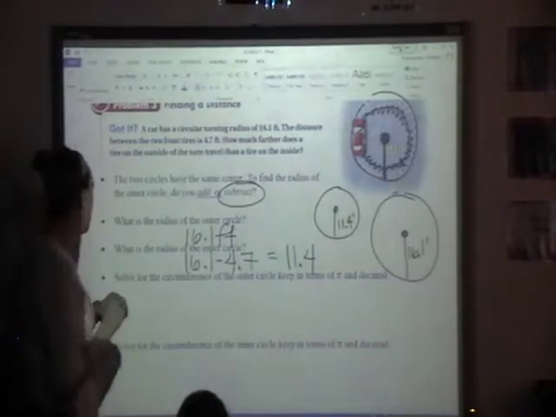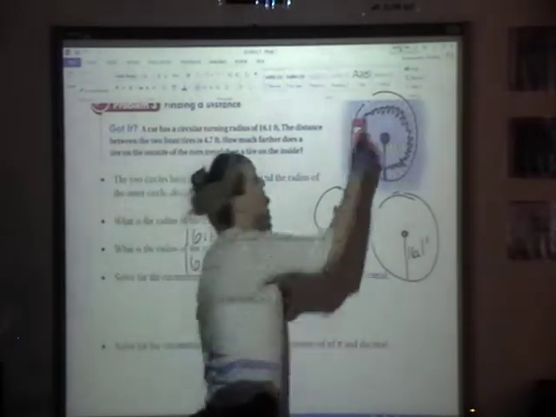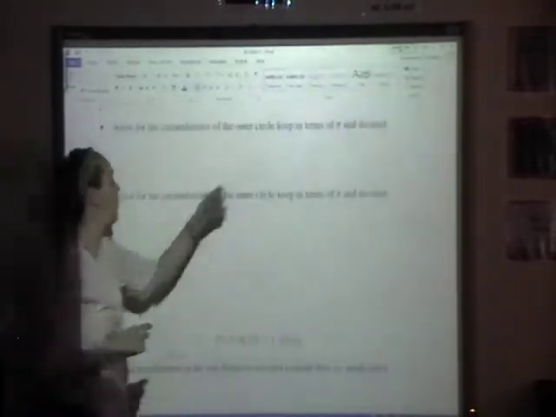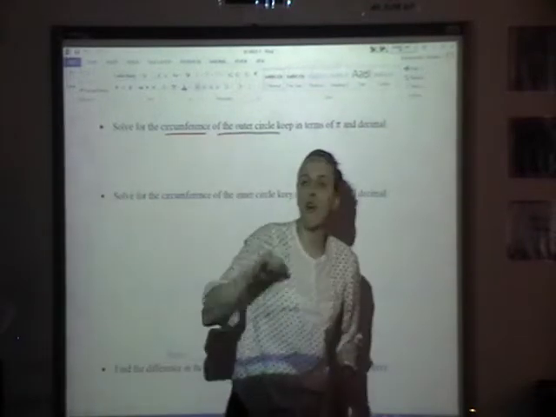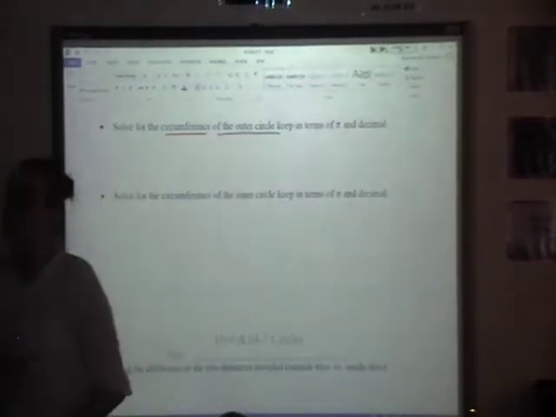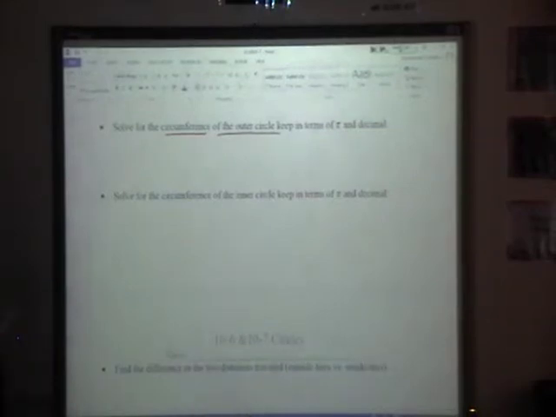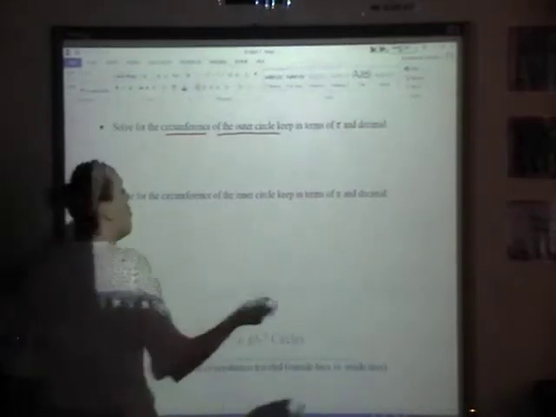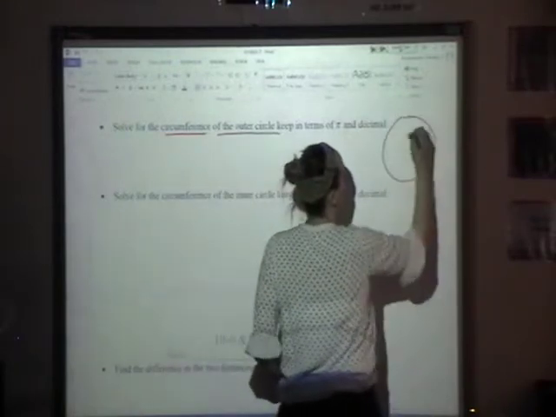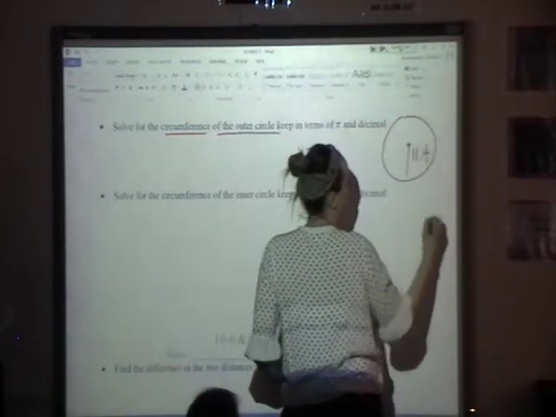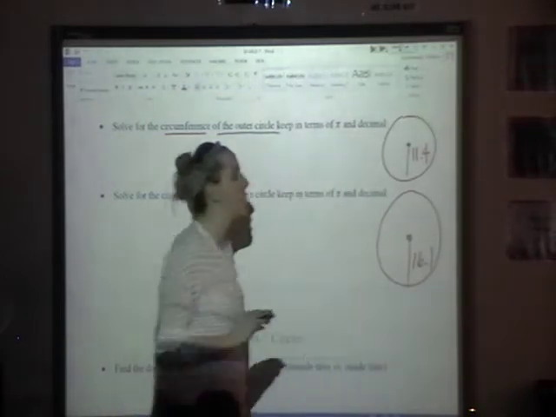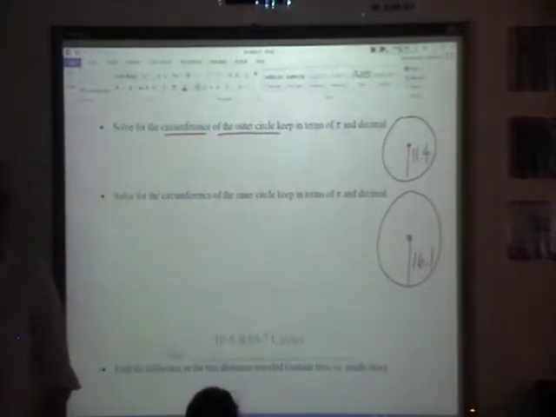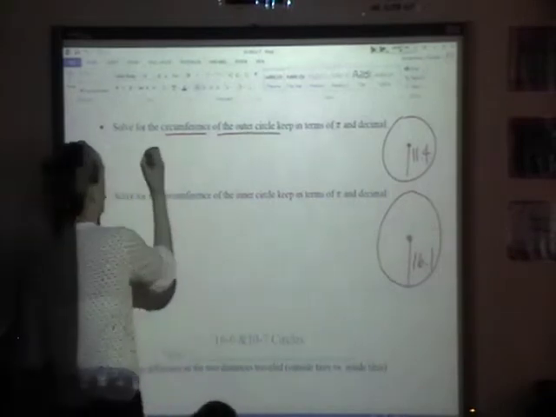So we have to find the circumference of the outer circle. So I'm going to erase this. I'm going to scroll it up. What formula are we going to use? I gave you 2 different formulas depending upon whether you have the diameter or the radius. In our problem, we have a circle with a radius of 11.4, and then we have a bigger circle with a radius of 16.1. So what formula are we going to be using? Circumference equals pi d or circumference equals 2 pi r? 2 pi r, because we have a radius.